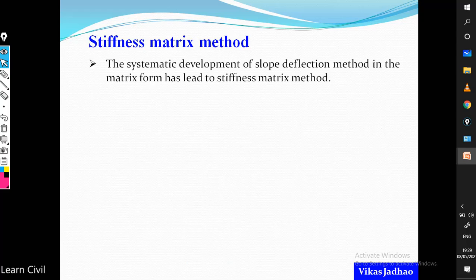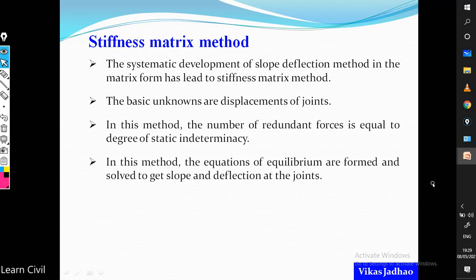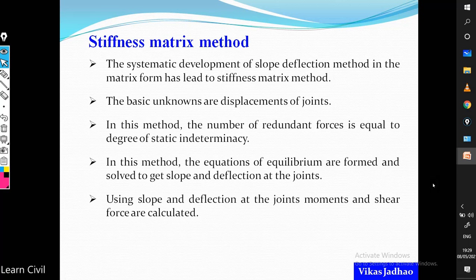The development of the slope deflection method in matrix form has given rise to the stiffness matrix method. In this method, the basic unknowns are the displacements of joints. The equations of equilibrium are first formed and then the unknown displacements at joints are calculated. Using slope deflection equations or stiffness equations, the shear forces and bending moments can then be calculated.